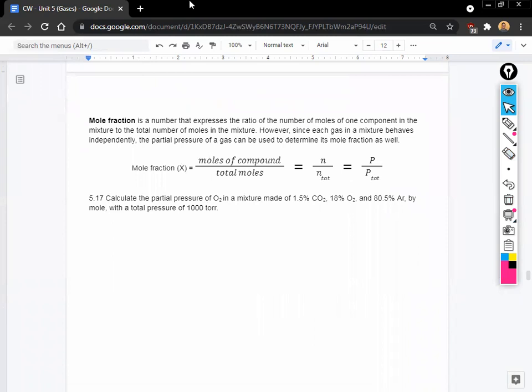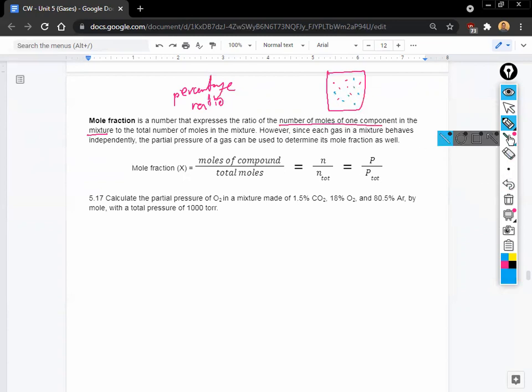So another thing they'll ask you about gases is something called a mole fraction. Now, mole fraction is basically the moles of a compound divided by the total moles. It's basically like a percentage or like a ratio. It's just used in a different term. Okay, it's the ratio of the number of moles of one component in a mixture. So this is if we have a container with different types of gases in it. The mole fraction is basically the moles of one component divided by the total moles.